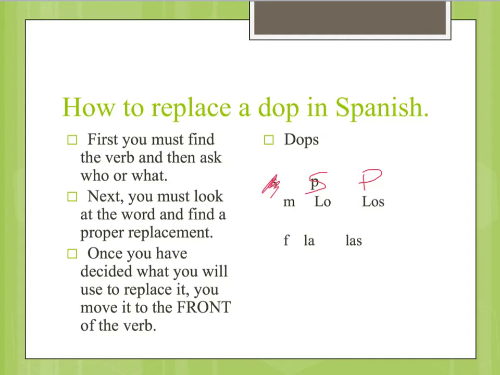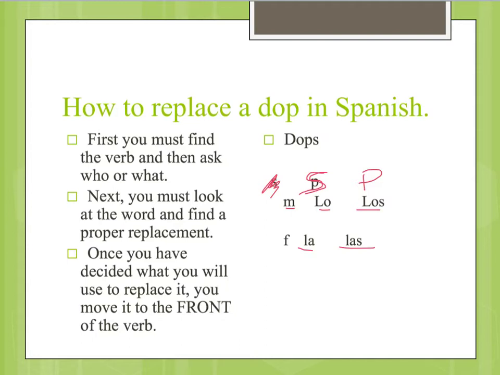When we talk about DOPs, we have choices. We have to decide if the thing is masculine and singular, that's what the S stands for, or masculine and plural. So if the thing is masculine and singular, then we would use lo to replace it. If it were masculine and plural, we would use los. Feminine singular for la, feminine plural for las.